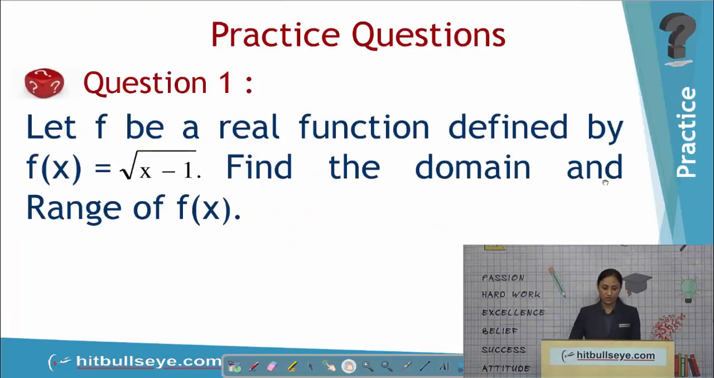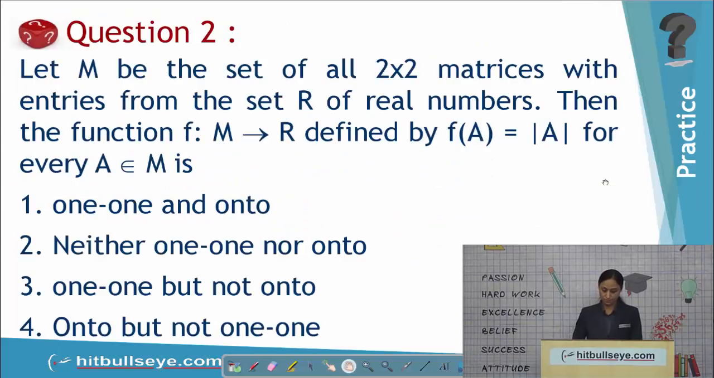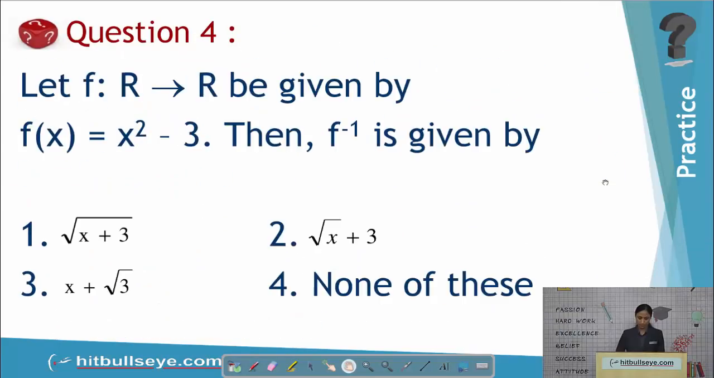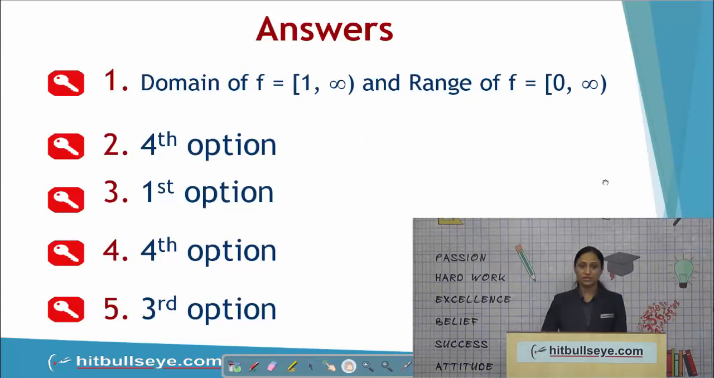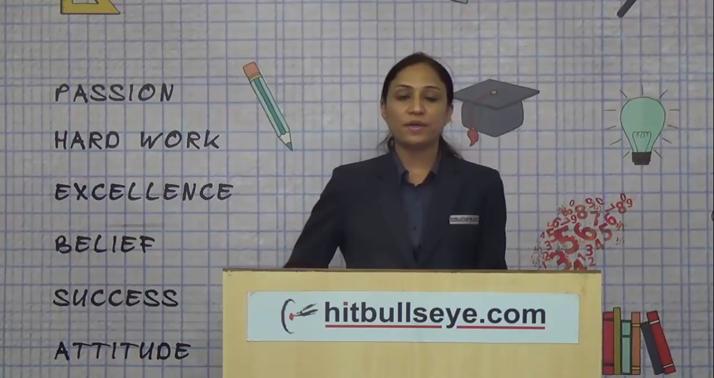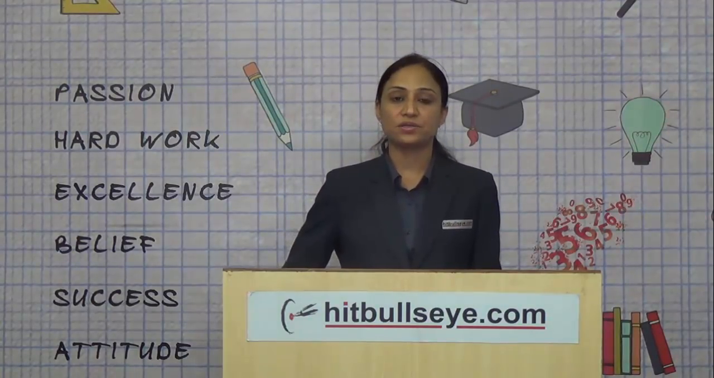Now these are some of the practice questions. And this is their answer key. I hope this session will make you comfortable in solving questions based on functions.